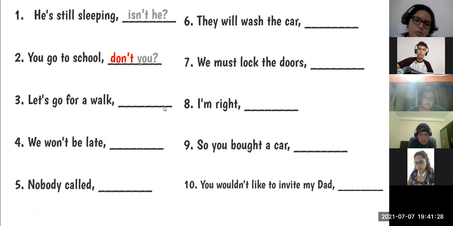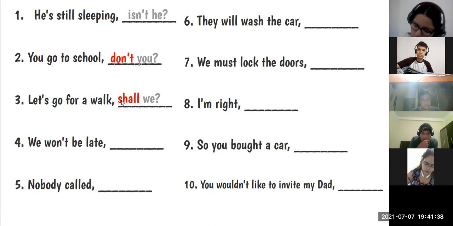Cuando estamos sugiriendo algo y utilizamos let's, la tag question que podemos utilizar para este tipo de sugerencias es shall. Shall we? Ok. Entonces, cuando es una sugerencia, ocupamos shall. Una sugerencia con let's. Let's do this. Entonces, aquí tenemos 2 excepciones. Las que están en rojo.